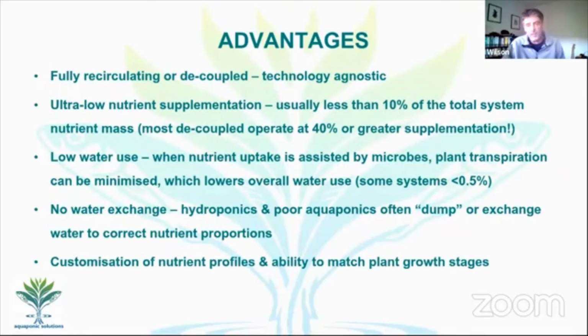And like I said at the start of the talk, plants show stress via transpiration rate. So if they're more stressed, they transpire more water. So my systems use very small amounts of water because the plants are happy. They're getting access to all the nutrient that they want. They've got the microorganisms helping them out. They don't need to transpire a lot of water.